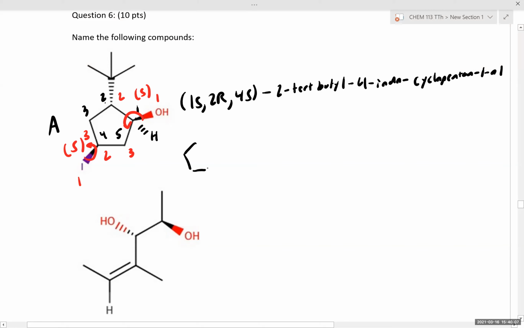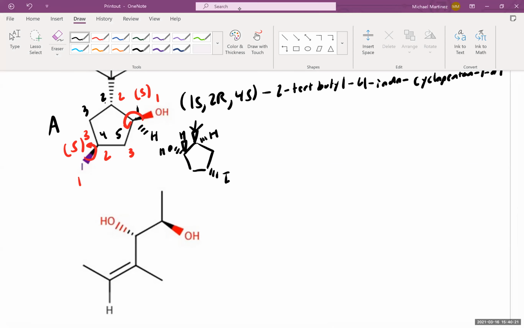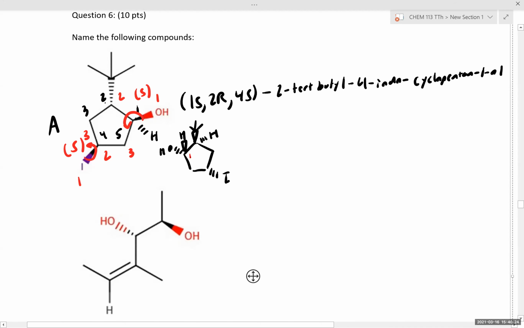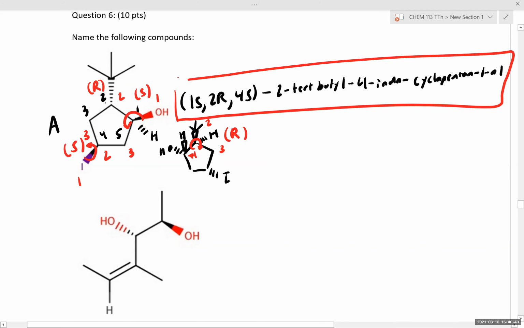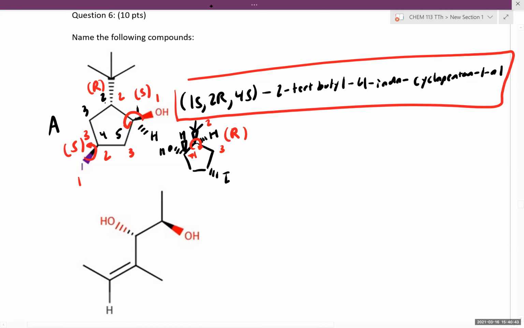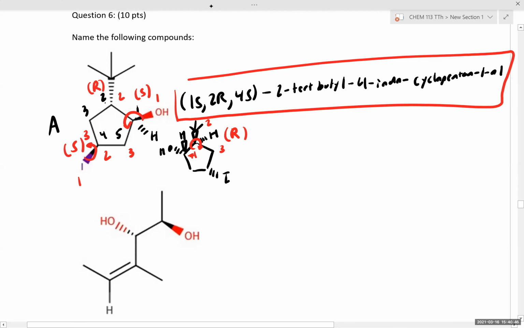For our last stereocenter, I'm going to draw out not the mirror image, this is the rotated structure. Okay, and from here, in terms of priority, this group with the alcohol is priority 1, the tert-butyl group's priority 2, the normal alkyl group is priority 3. So tracing, that gives us a configuration of R. So we have 1S, 2R, 4S. Yep, this full name is completely correct. Any questions on this example?